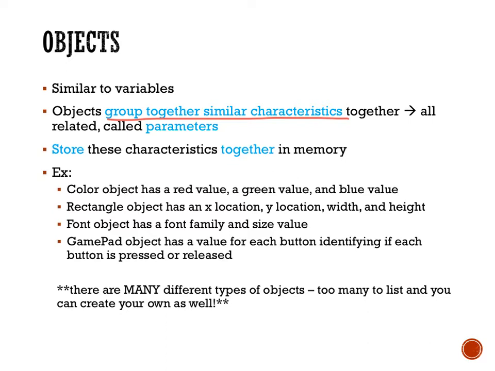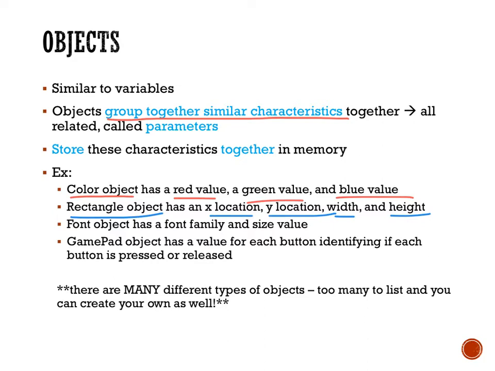One of them is called a color object, and in a color object you have to have a red value, a green value, and a blue value. So those three byte values would be stored together in memory. Then you also can have something called a rectangle object, and to create a rectangle you have an X location and a Y location. Then you have a width and a height because every rectangle has a different location as well as a different width and a different height.